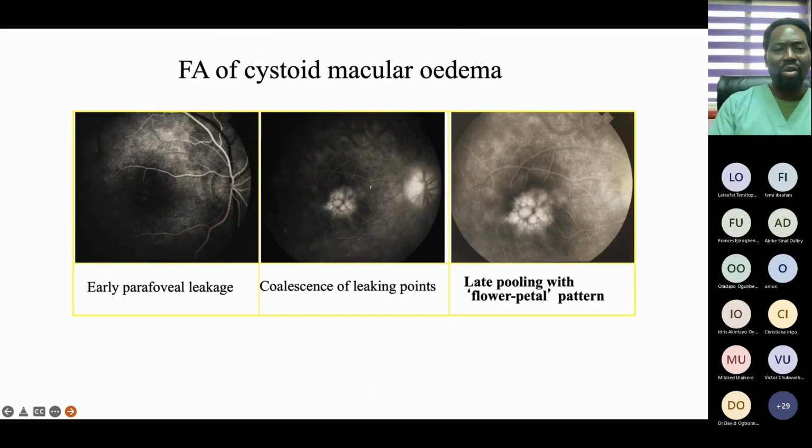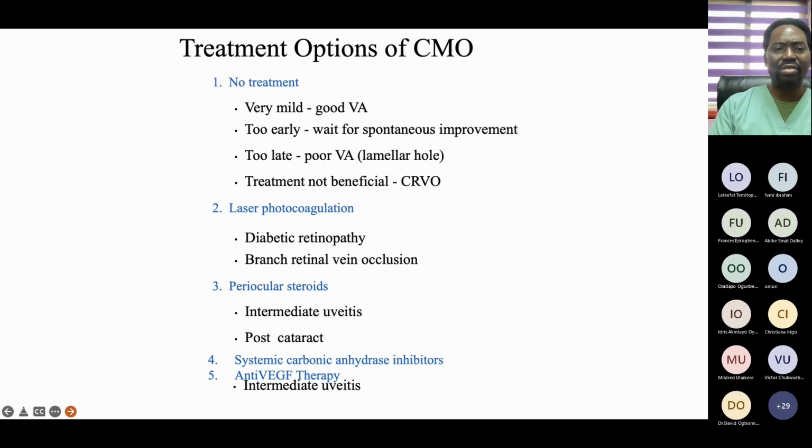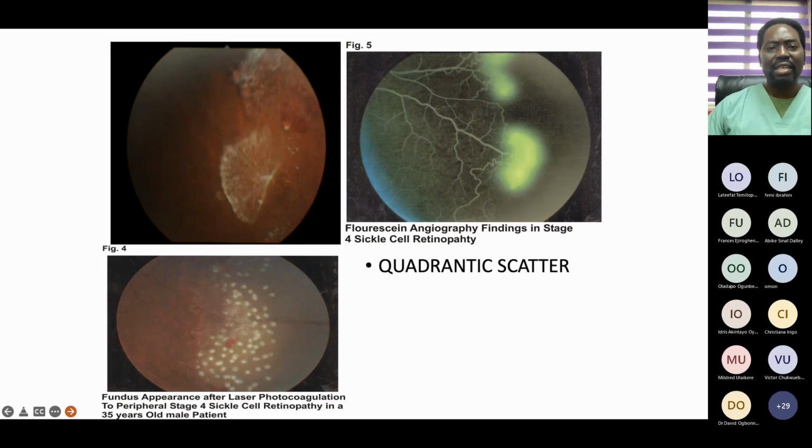And what do we see on FFA? We see there's a parafoveal leakage, and it gives a pattern where there's a late pooling of the dye in a flower petal pattern in the fovea, and that is diagnostic of cystoid macular edema.